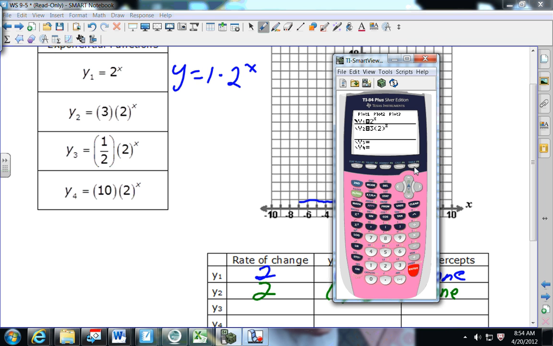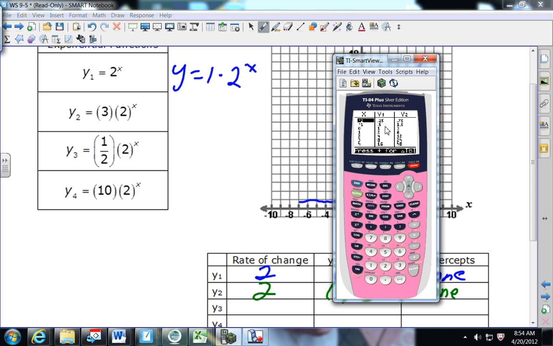There we go. All right, there's my original, the 2x. The 3, it looks like it's steeper, but the rate of change is the same. What's the only thing that's different? The y-intercept. See, my y-intercept, instead of 1, it's 3. But everything else, the amount of change, look at these numbers.